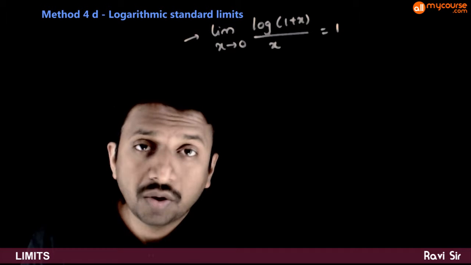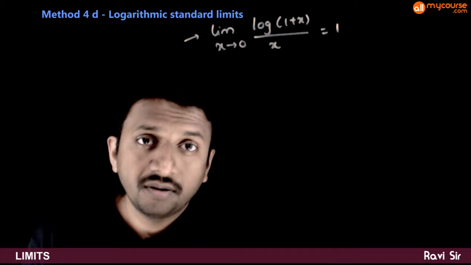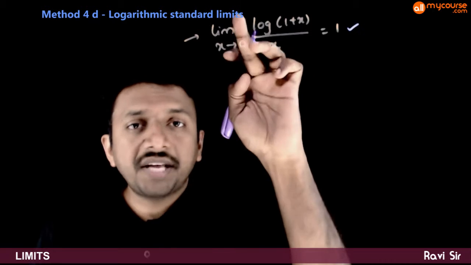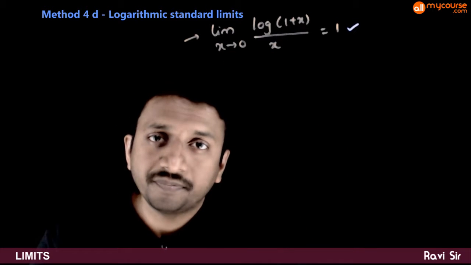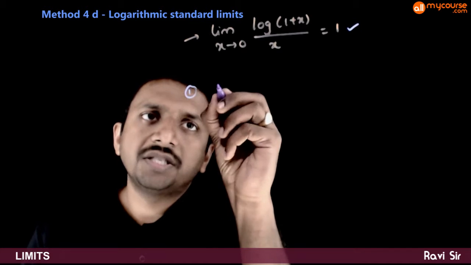So next, let us go to logarithmic limits. In this you have one formula: limit x tends to 0, log(1 plus x) by x is equal to 1. So how can the questions be asked?